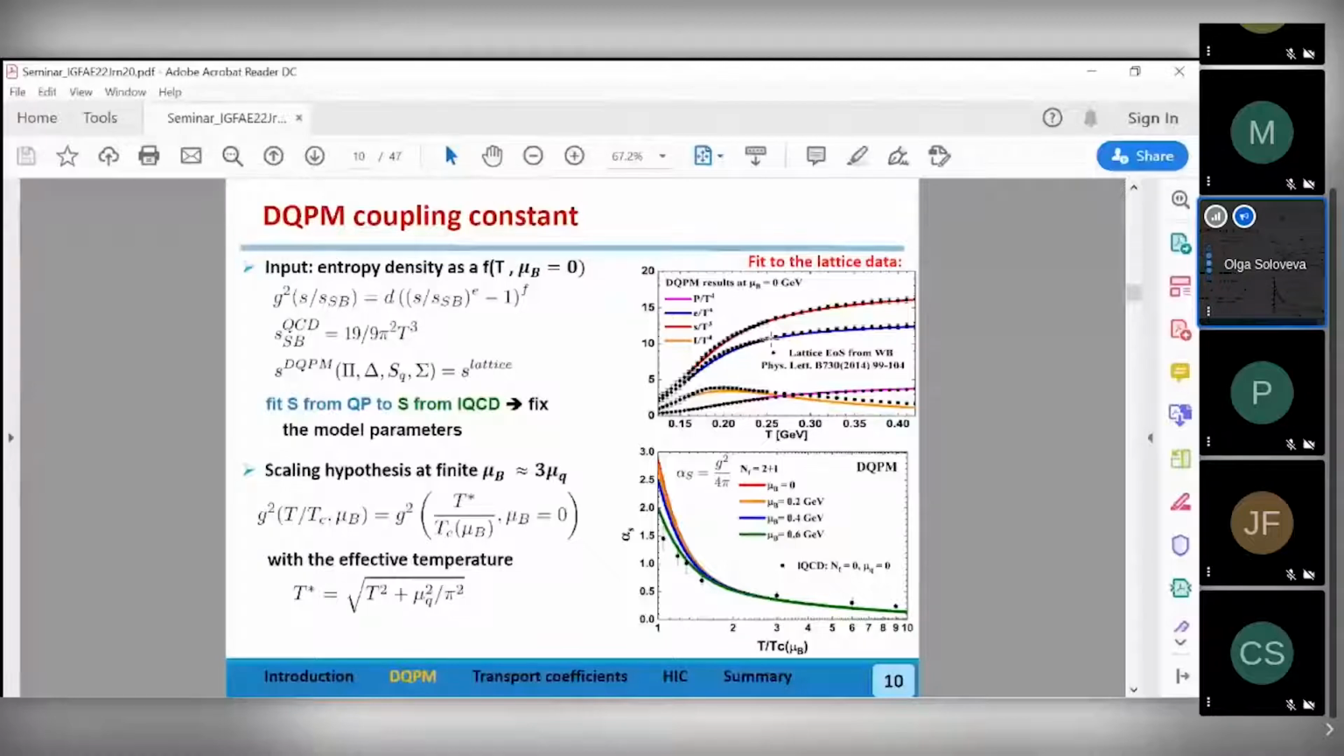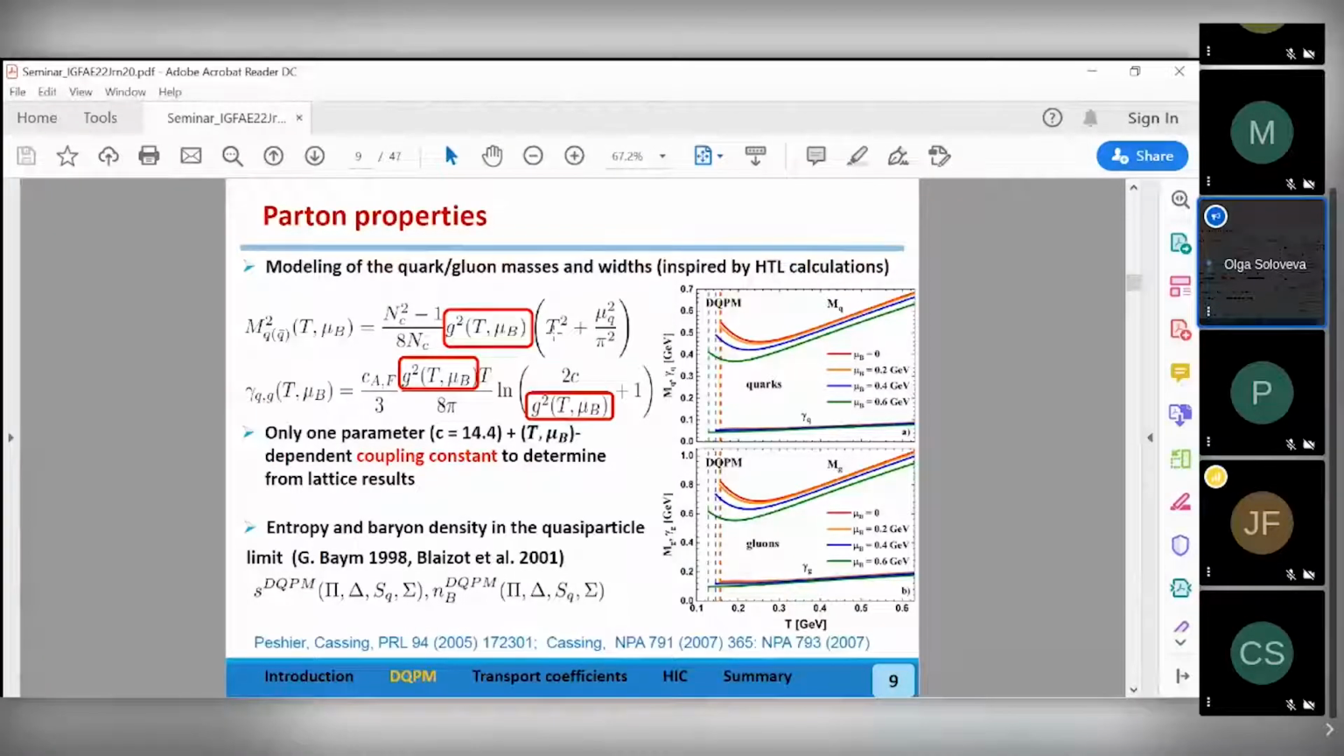As you can see on the plot here, it is the coupling constant as a function of scaled temperature, T divided by Tc, for different µb. And as you can see, this coupling constant is decreasing with chemical potential. The trick which we are using for non-zero chemical potential is determining our coupling constant using the scaling hypothesis.